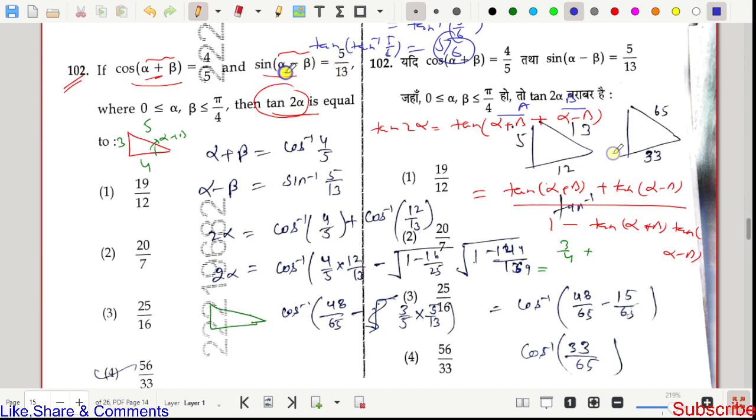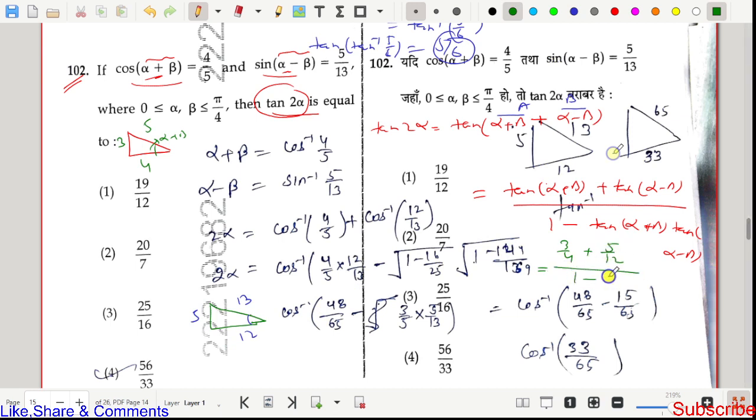Sine means what? Perpendicular by hypotenuse. Perpendicular is 5, hypotenuse is 13. So this will obviously be 12. We can simply find it by the Pythagoras theorem. So now this is tan. Tan means what? Perpendicular by base, that means 5 by 12. So this will be 5 by 12.